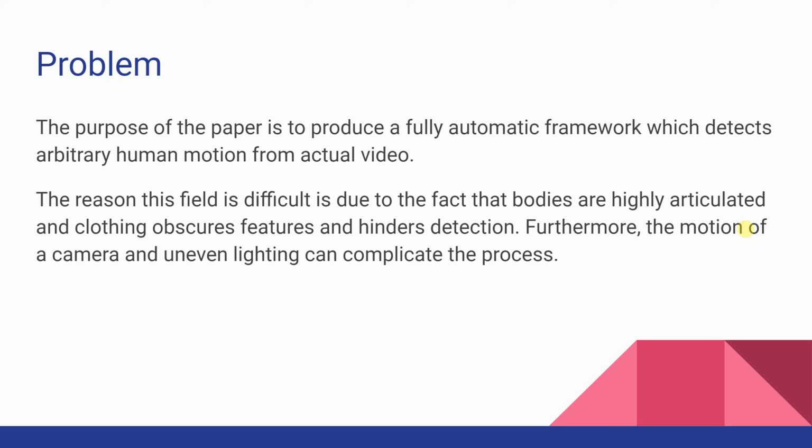So the purpose of the paper is to produce a fully automatic framework which detects arbitrary human motion from actual video. The normal way that these types of things are detected, which we'll talk about, is manual step-by-step, using more rigid algorithms. The reason this field is difficult is that bodies are highly articulated and clothing obscures features and hinders detection. Furthermore, the motion of a camera and uneven lighting can complicate the process. So it is hard to track human motion fluidly in a video for these reasons.